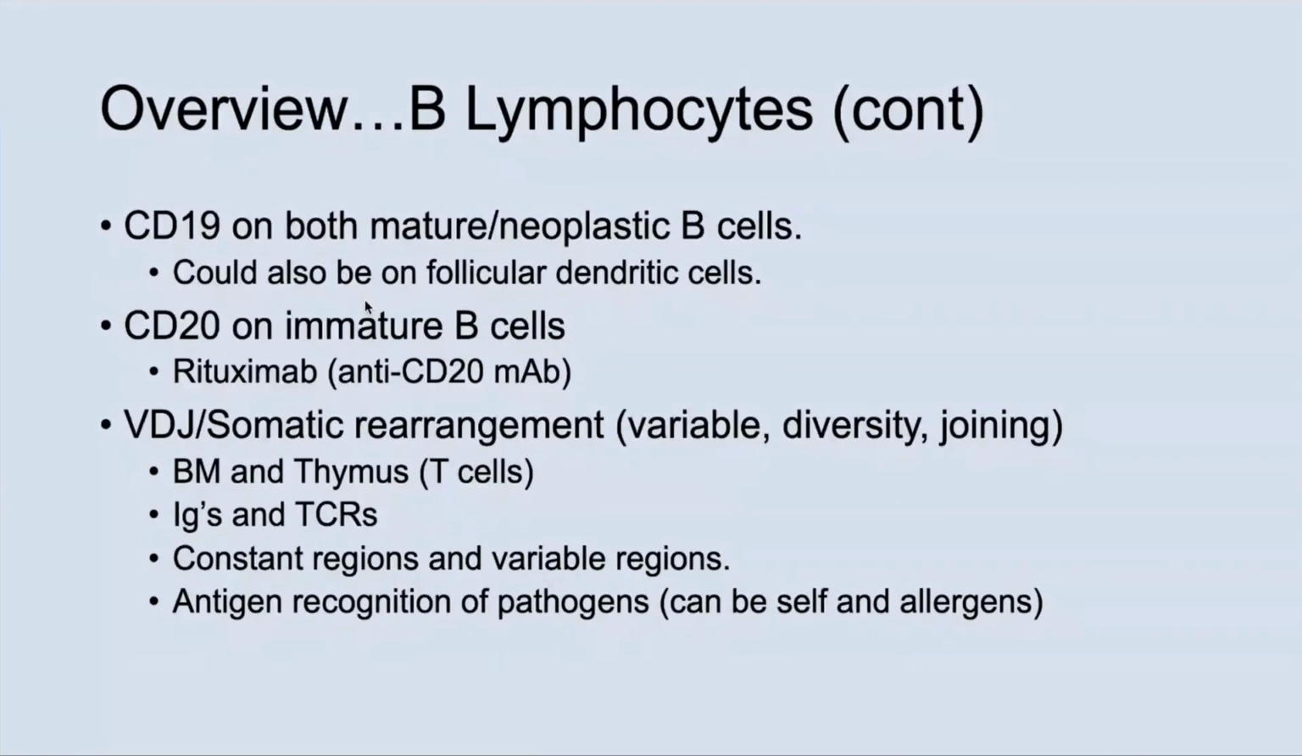Now CD20 is on immature B cells, so rituximab and the like, right? So rituximab is an anti-CD20 antibody and is used in certain anti-inflammatory processes. Why is that important? So for certain types of lymphomas, especially like Hodgkin's, you use CD20, right? And so again, that's because those are immature B cells that are the cancer of those cells, right?